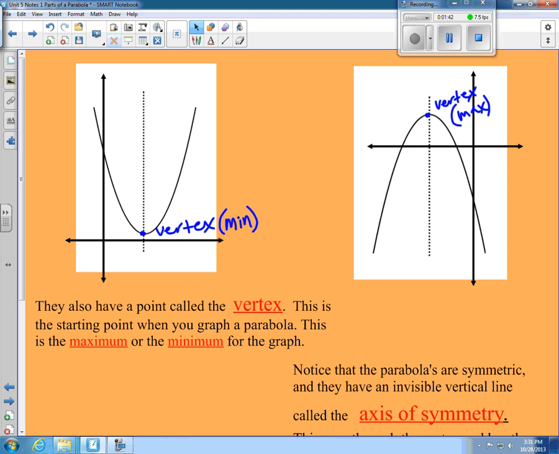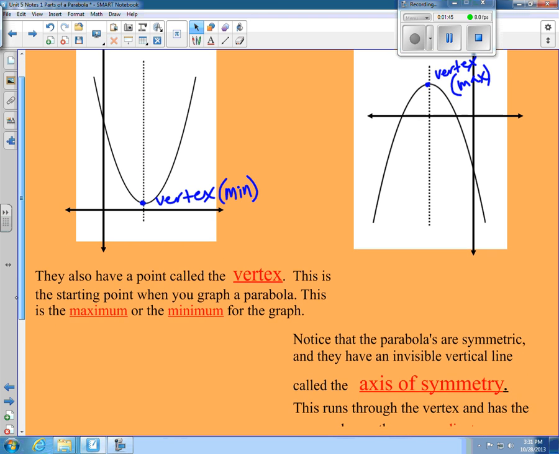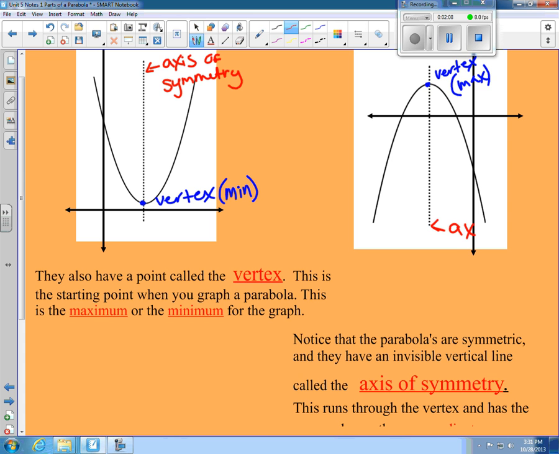Notice that the parabolas are symmetric. Symmetric means that I can fold it in half, and I'm going to see the same thing on both sides. They have an invisible line, and that is called the axis of symmetry. This runs through the vertex, so that's this line right here. This is our axis of symmetry, and it's an imaginary line. And this here is also our axis of symmetry.